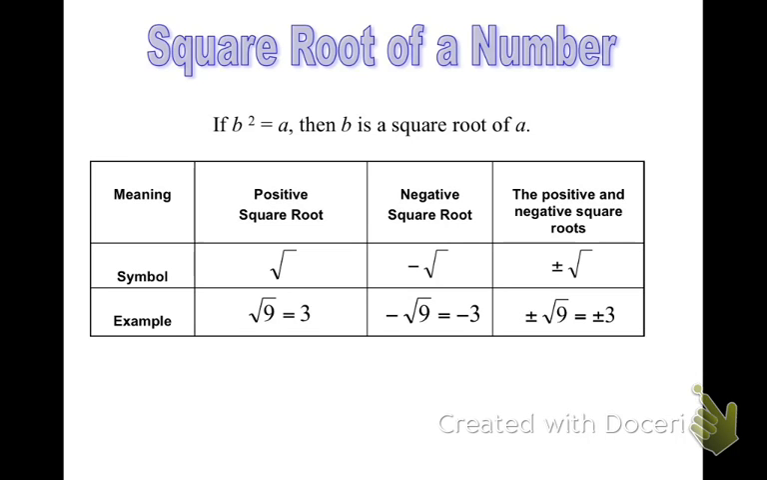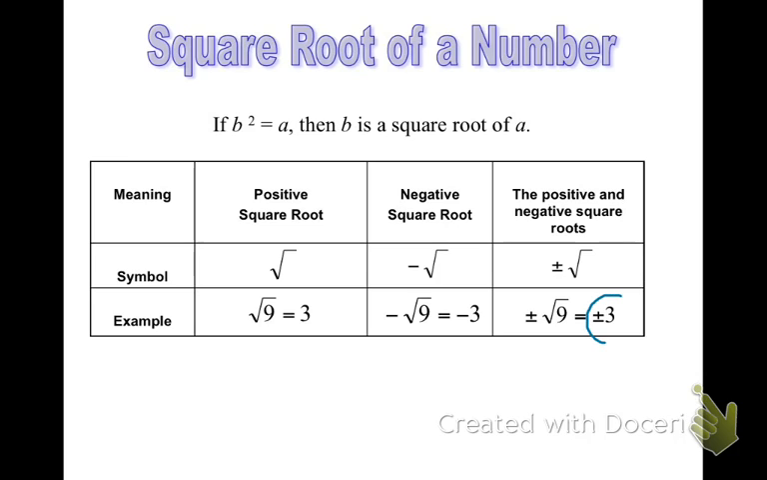Okay, so let's continue. On this slide, you can see that we've explained some of the symbols that we're using here. If b squared equals a, then b is a square root of a. Remember, the radical symbol means the positive square root, or the principal square root. If we want the negative root, we put the negative on the outside. So the negative square root of 9 means that we're talking about negative 3. And again, right here we have the notation.